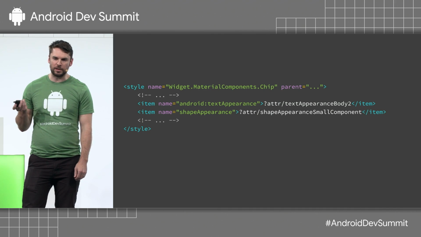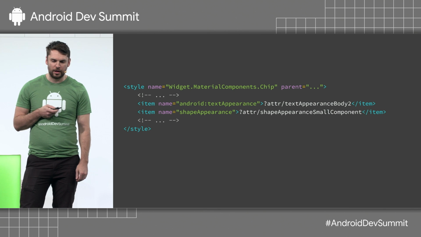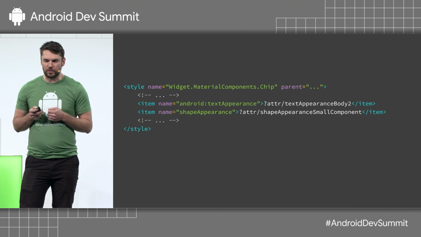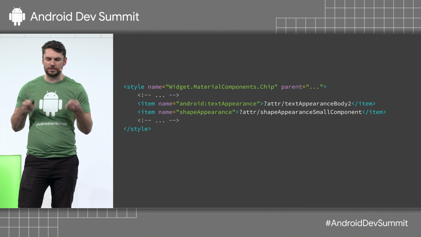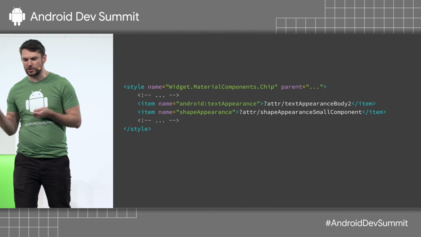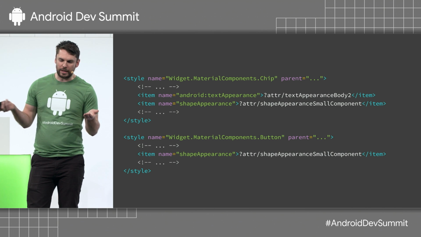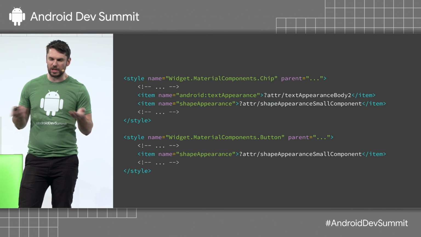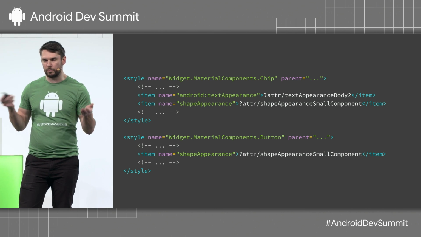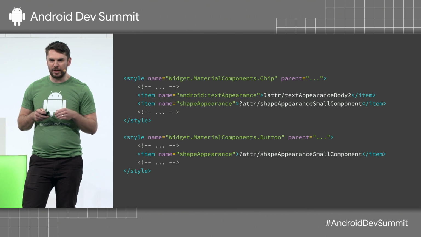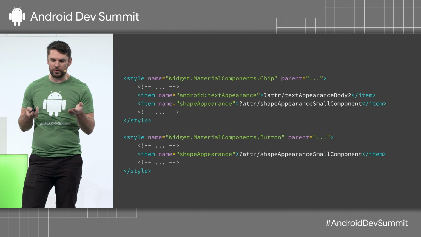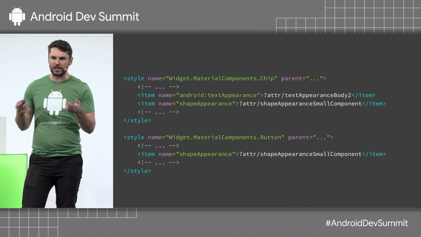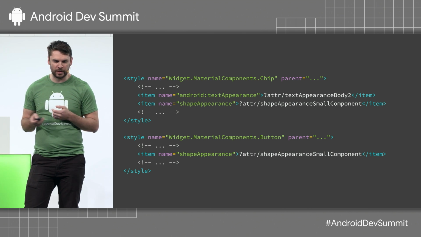So here's an example from our library of the chip style. It defines a few values which reference theme attributes. And the power of this design comes from the fact that other styles in our library can reference these same attributes. So here's an example of a button. And both of these have the same shape appearance, which is this small component shape appearance. That means that if we want to update the look and feel of our app for these small components, all we have to do is update this attribute in one place in our theme. And we'll show you an example of how to do that in a little bit.